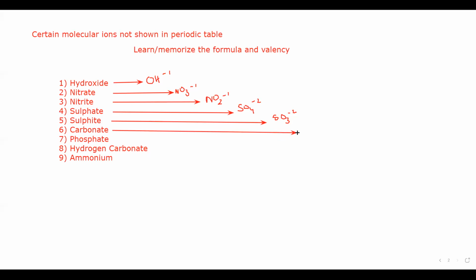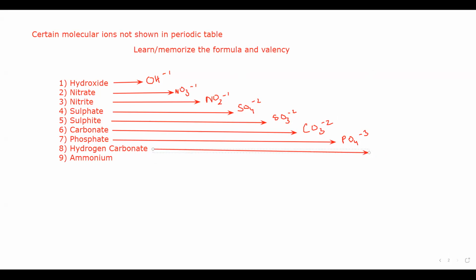Carbonate is CO3 with a valency -2. Phosphate is PO4 with a valency -3. Hydrogen carbonate is HCO3 with a valency -1, and ammonium is NH4 with a valency +1.